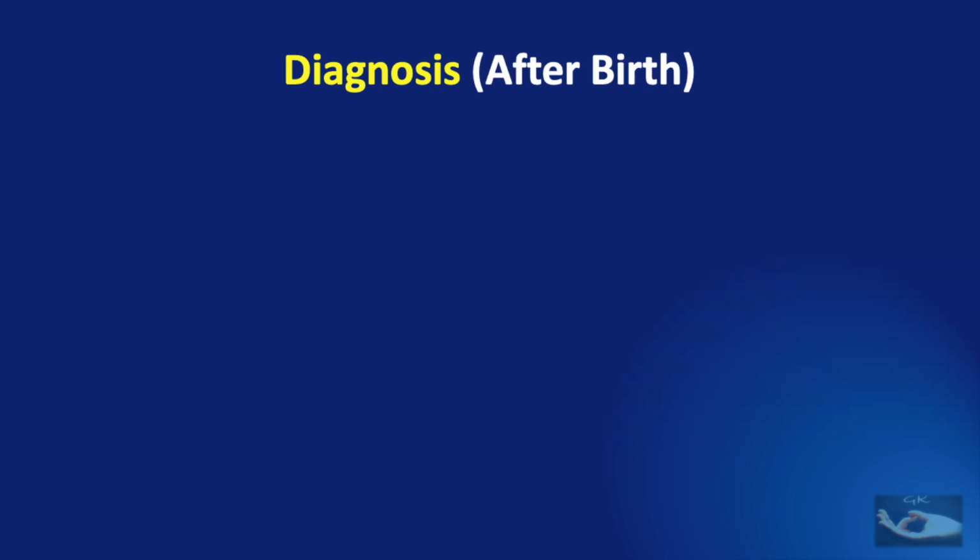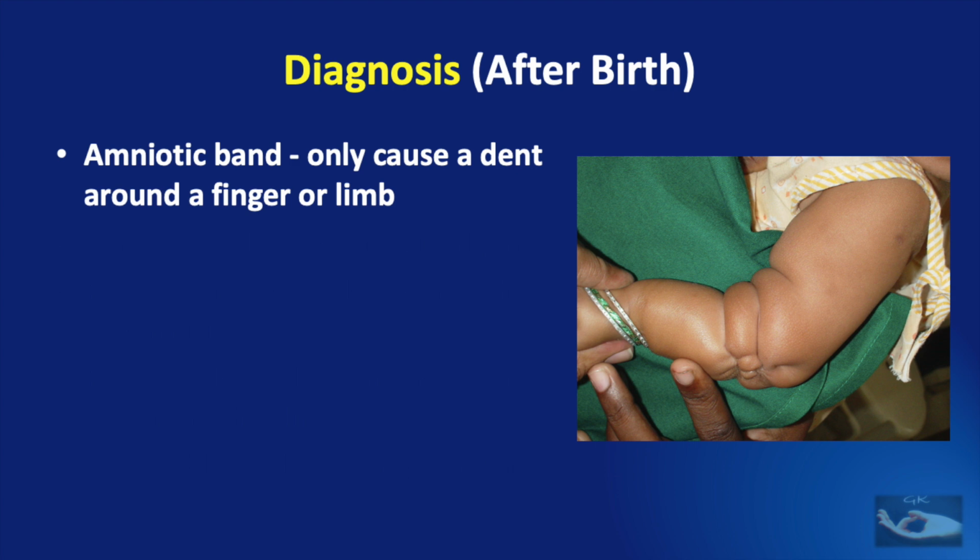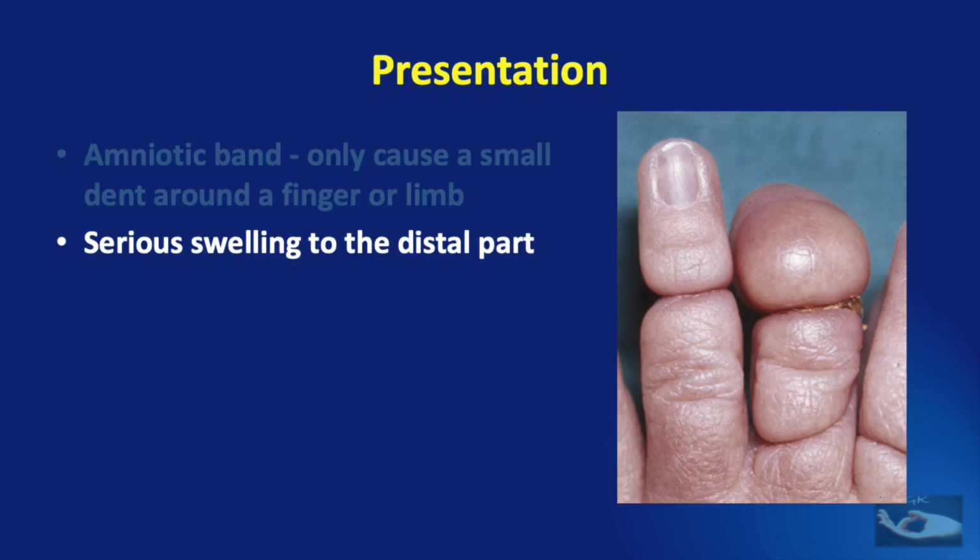After birth, the diagnosis is quite simple but sometimes confusing because of the different ways in which acrosyndactyly can present. It could present only as a dent around the finger or limb, as seen here. We can make out three bands, two at the level of the elbow and one at the level of the lower arm. It could present as a serious swelling to the part of the digit or hand distal to the constriction band. Here you can make out the constriction band on one finger and swelling of the distal part of another finger.